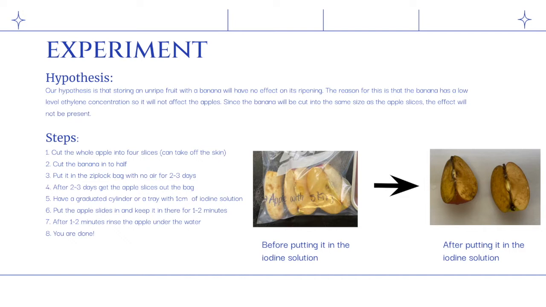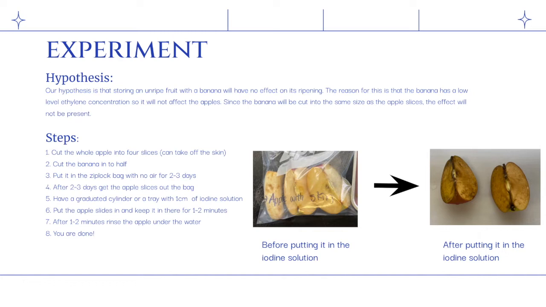Experiment. Our hypothesis is that storing an unripe fruit with a banana will have no effect on its ripening. The reason for this is that the banana has a low ethylene concentration, so it won't affect the apples. Since the banana will be cut to the same size as the apples, the effect won't be present.